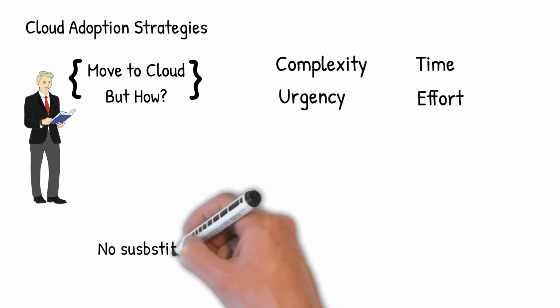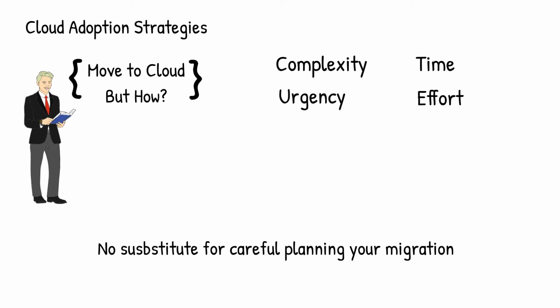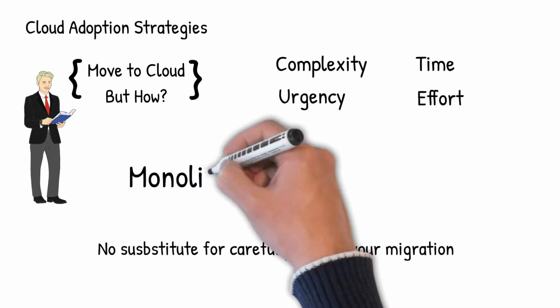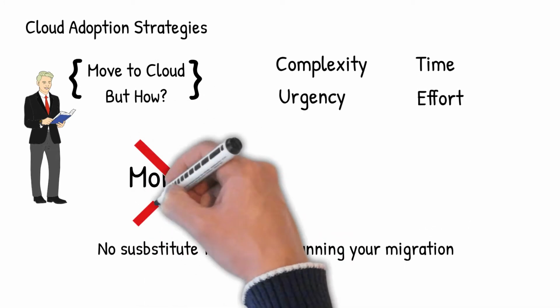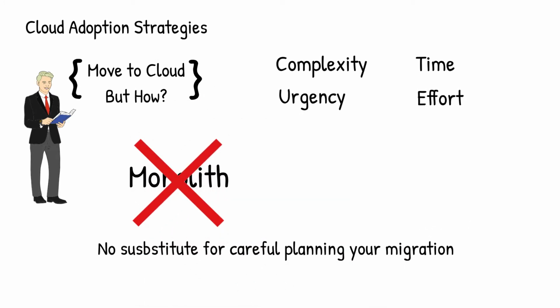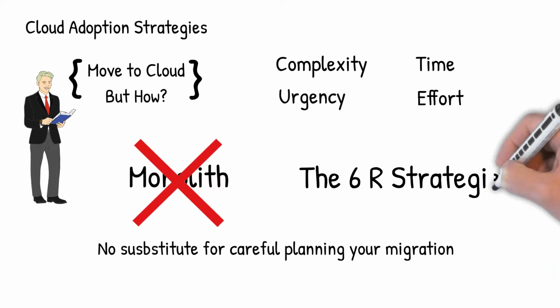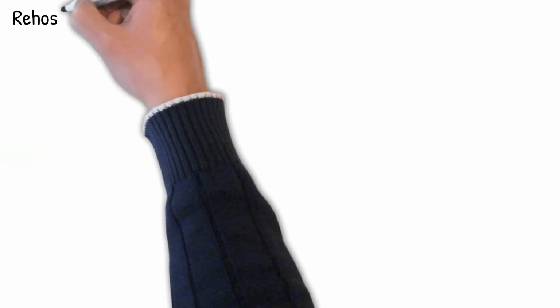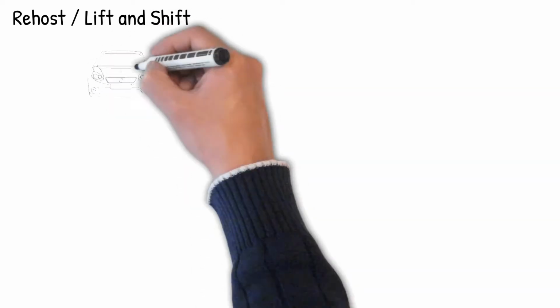Although there is no substitute for careful planning, it is recommended to start with a less complicated application that will cause the least disruption to the overall product. Monolith applications are usually more complex to migrate because their strategy involves all or nothing approach. Let's explore the 6R cloud adoption strategies. The first one is rehosting.